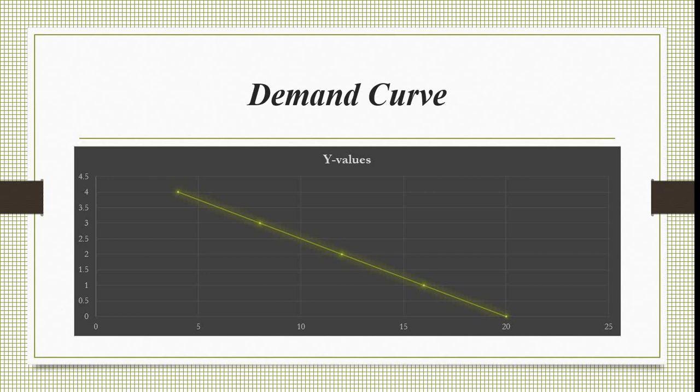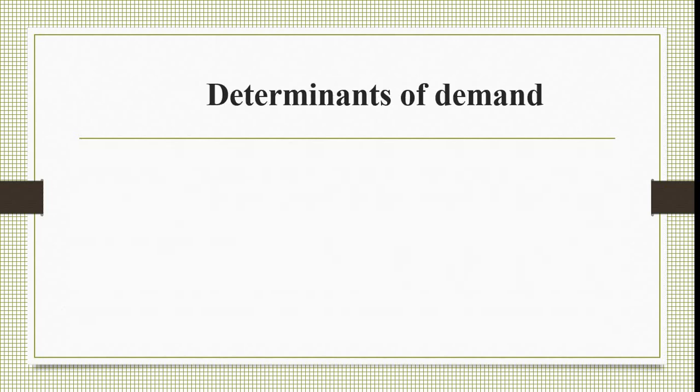You can see that this is the demand curve. This curve is the demand curve, and it's downward sloping. You can see that the curve slopes down from top to bottom. So this shows that the demand curve is always downward sloping, and that shows the inverse or negative relationship between quantity demanded and price. So when the price increases, quantity demanded will decrease.